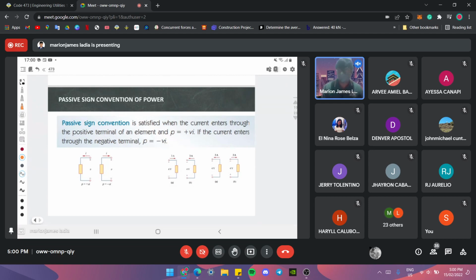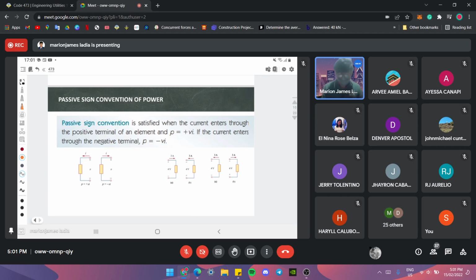So, ang isipin mo lang dyan, pag passive sign convention is kung saan sign papasok yung current mo at kung ano yung magnitude ng current mo. Okay? So, passive sign convention is satisfied when the current enters the positive terminal of an element and P is equal to VI, and if the current enters the negative terminal, P is equal to negative VI. So, in this diagrams, syempre, pinapakita natin dito kung paano ba yung direction ng current, yung magnitude ng current, and of course, yung assumptions mo and the polarity.